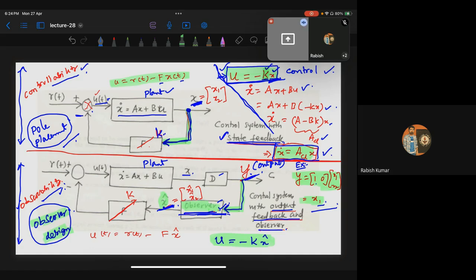I'll share both the notes. You can go through all the three methods of pole placement and the logic behind this observer and the pole placement technique. Then you can ask me any doubts in the next live.